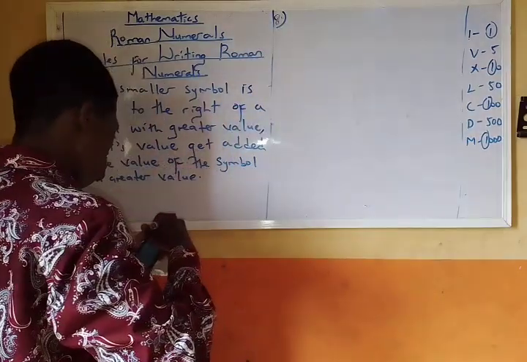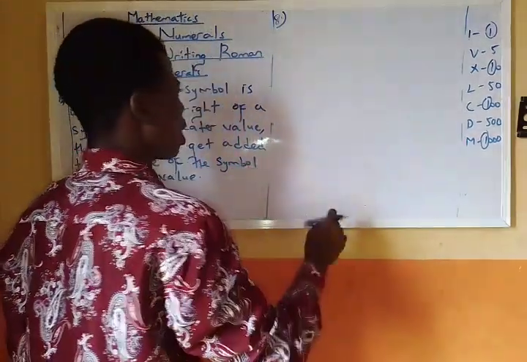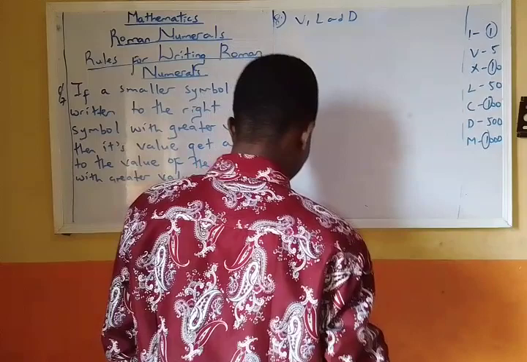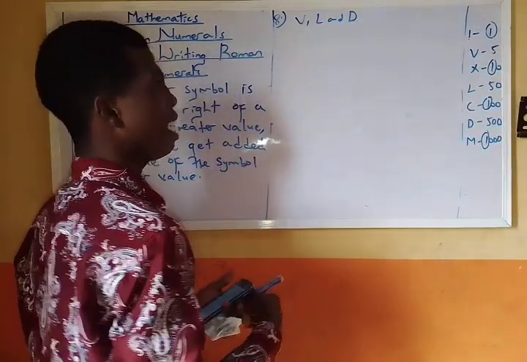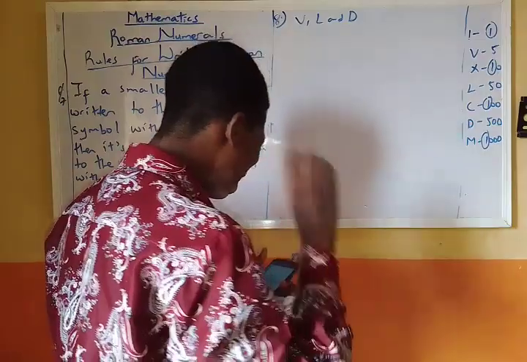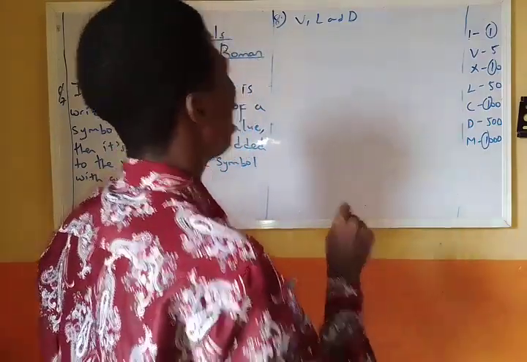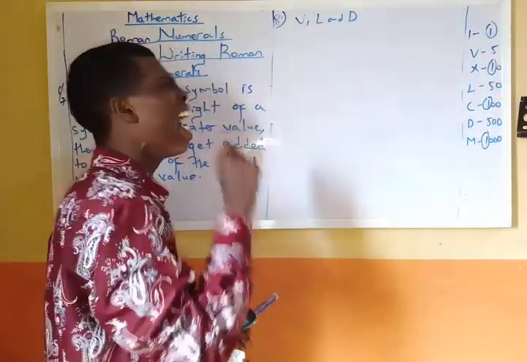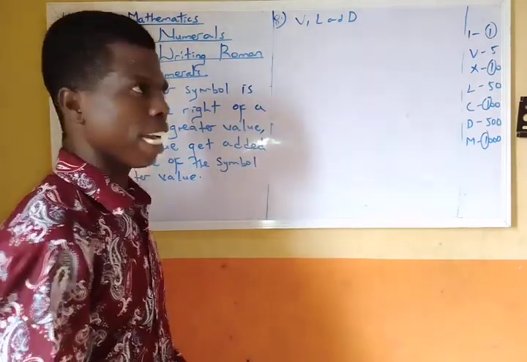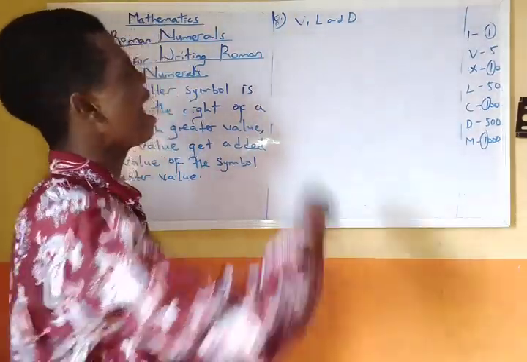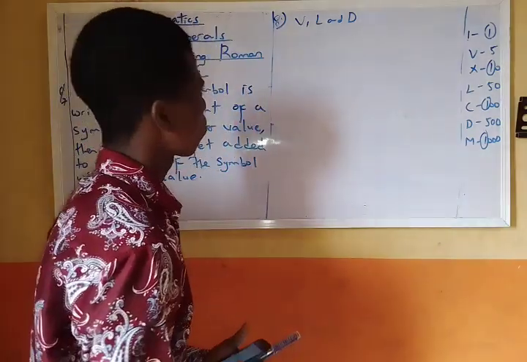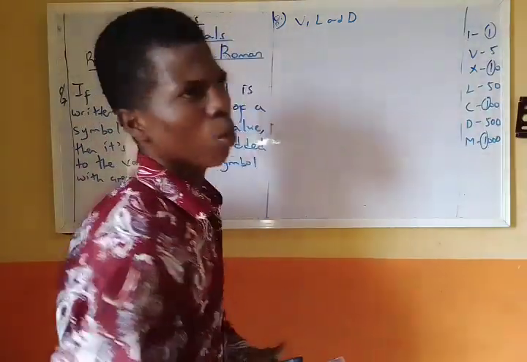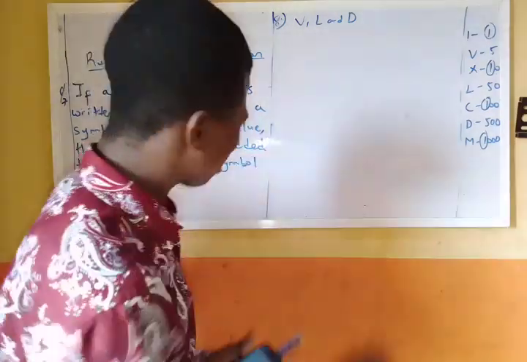Rule 8 now. Please don't forget that these symbols V, L, and D are never repeated. And there is a rule I want you to know: the symbols that are never repeated are never subtracted. You don't subtract these symbols. They can be added, but not subtracted. Are we together? And that is rule 8.